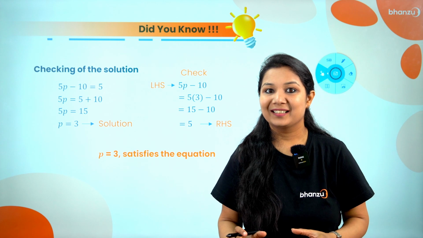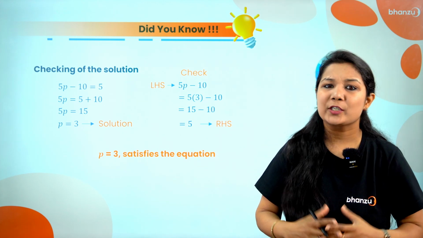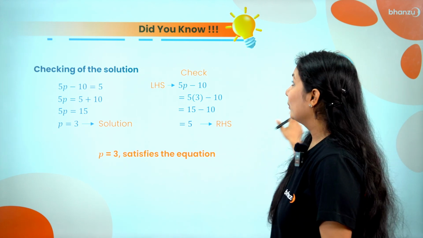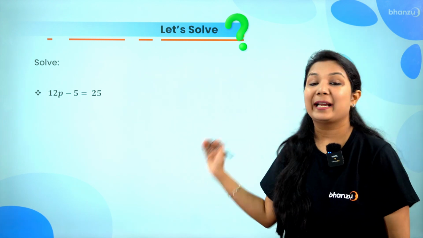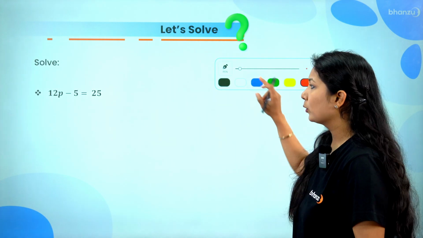Right? So this is how we check the solution of an equation once you get it. You can anyways cross check it. So moving ahead, let's solve a question over here which is 12p minus 5 is equal to 25. So what do we do over here in the transposing method?